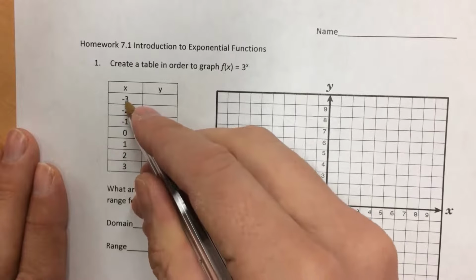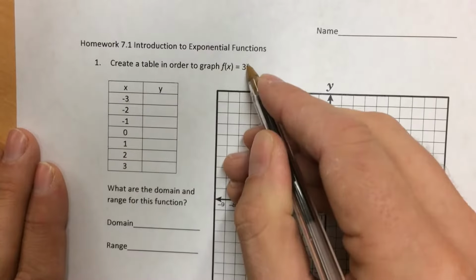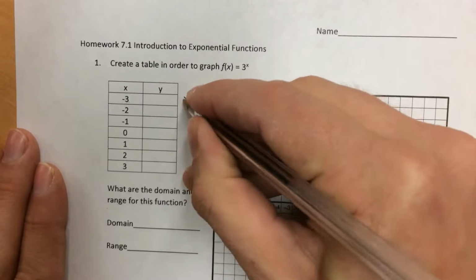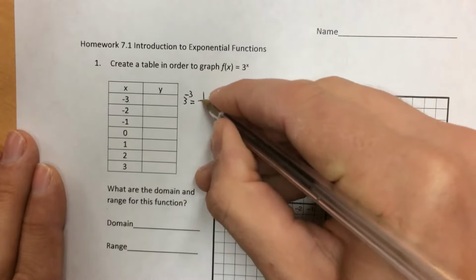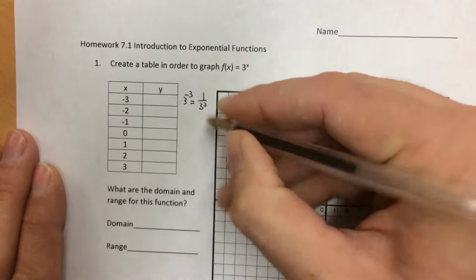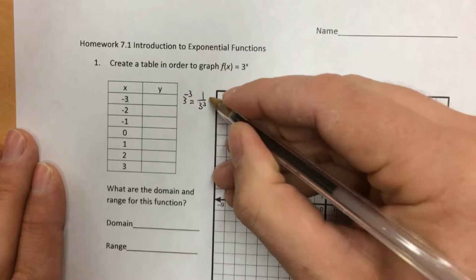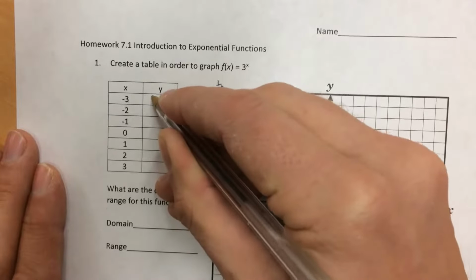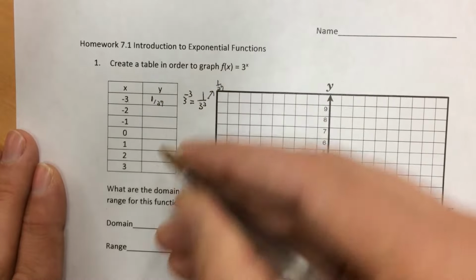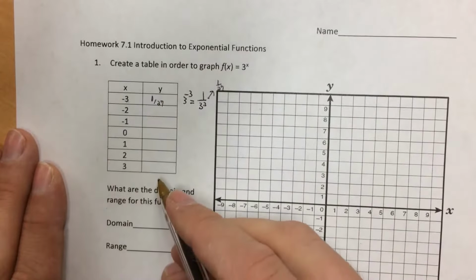So when x is -3, we're plugging this in. Remember that 3 to the negative third power, anything to a negative power, is 1 over 3 to the third. This is not a negative number. It's a fraction. It's 1 over 27. So 1 over 27, I'll let you do the other fractions by yourself.